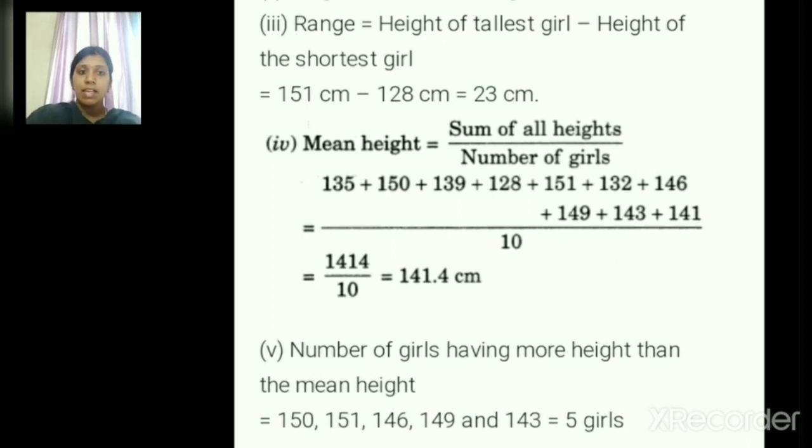Okay, so now how many girls are having more than the mean height? Count the number of girls. It is 5. Okay, so our answer is 5 girls. Clear, children?